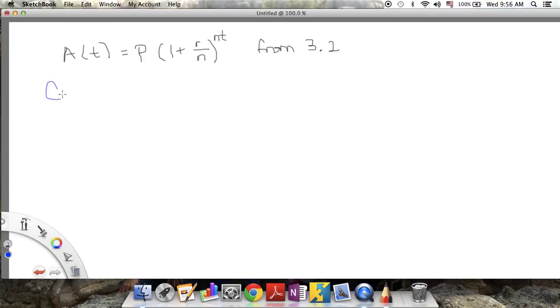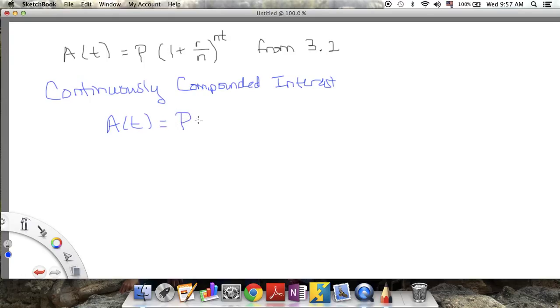Now, if we want to have continuously compounded, so it's always being compounded, we have another formula. A of t, again, not multiplied, it's a function of t, equals the principal, and then we have that special number e to the rt. So P is our principal, and r is our interest rate in decimals. And t is our time in years.